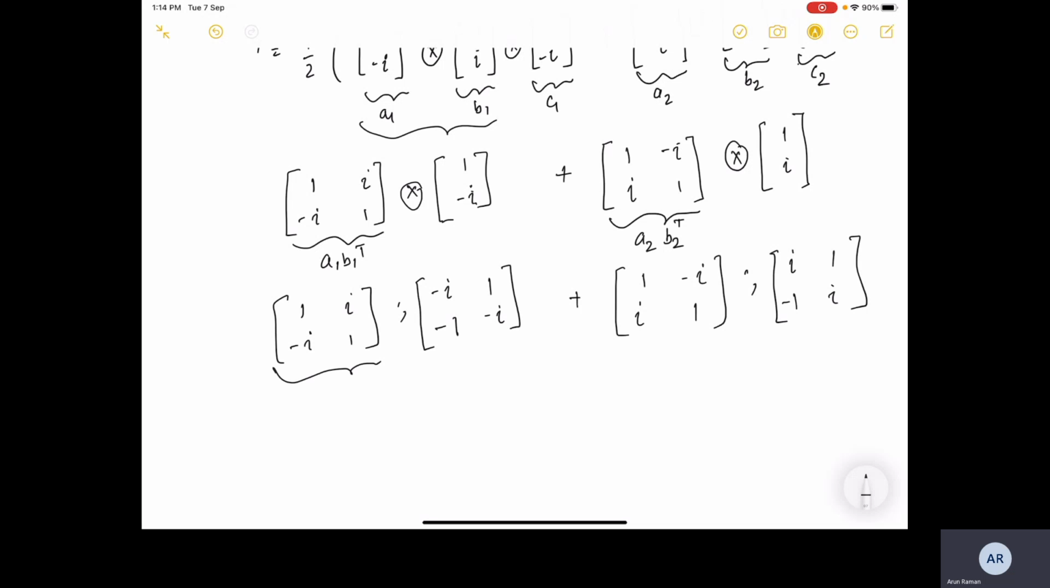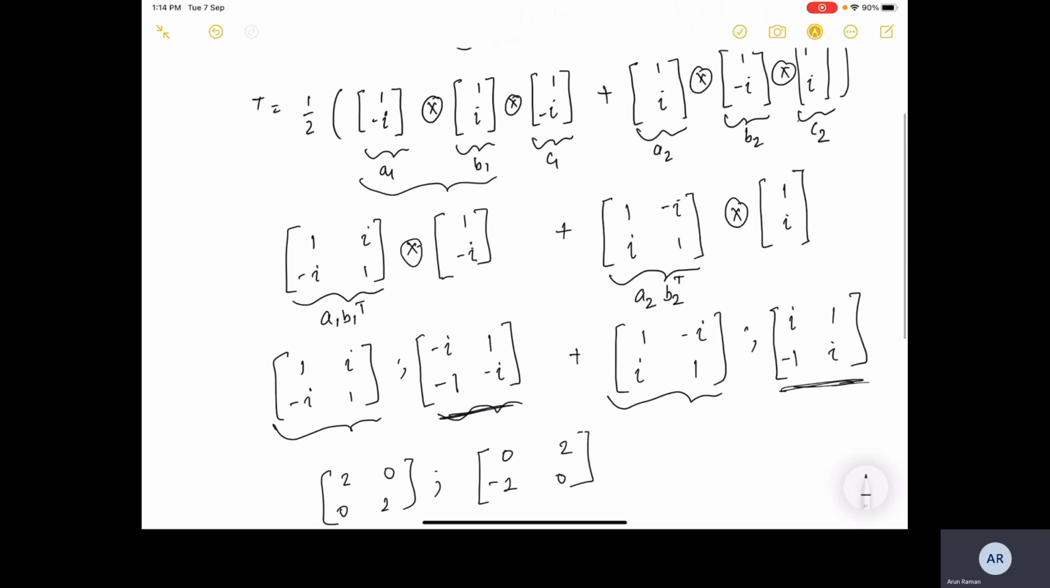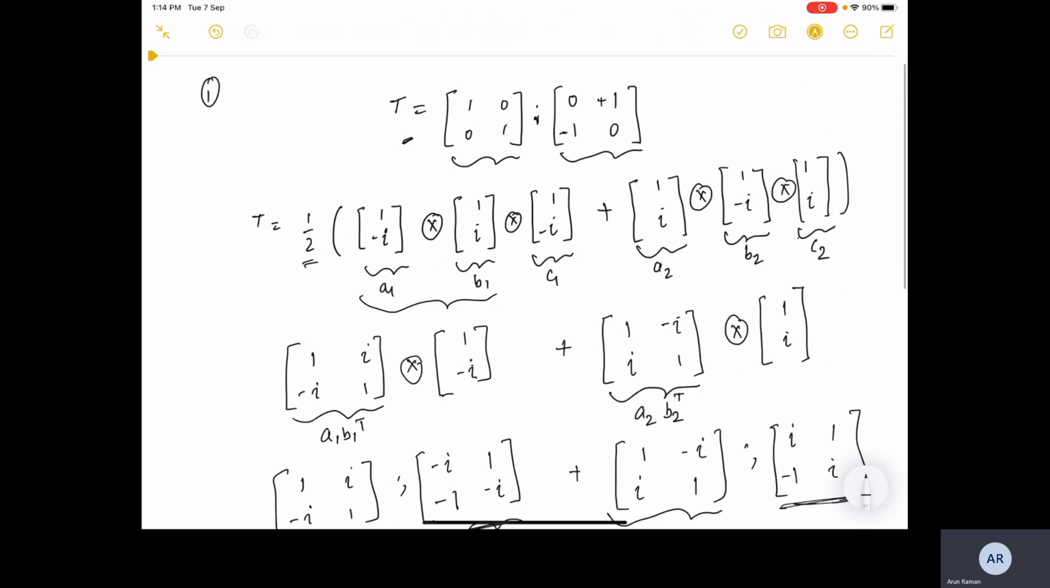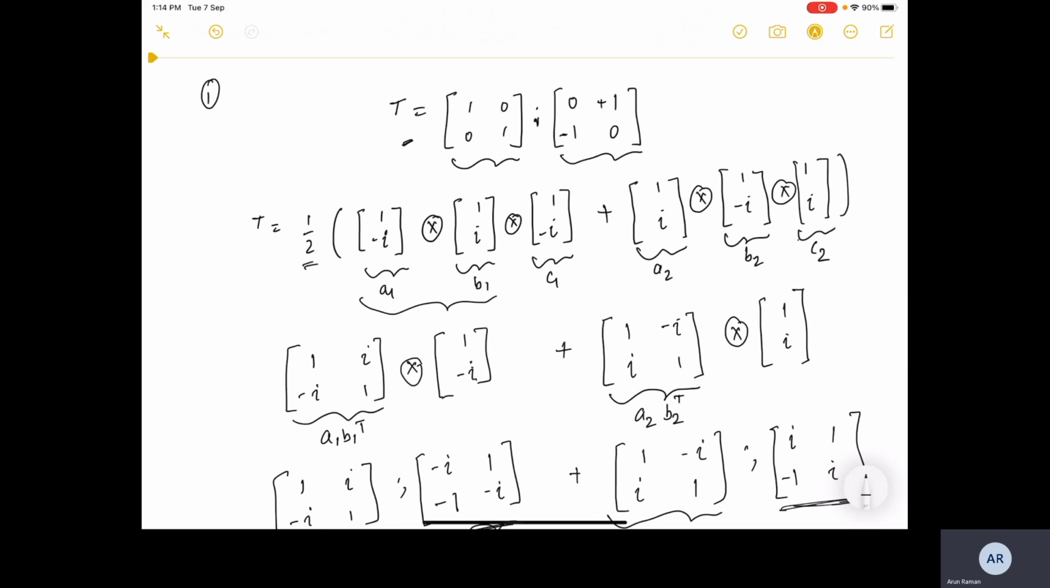So when we add these components, what we get is 2, 0, 0, 2, and when we add this and this component, we get 0, 2, minus 2, 0. Our decomposition actually had a factor of 1 by 2 also, so if we multiply by 1 by 2, we will get the original tensor.